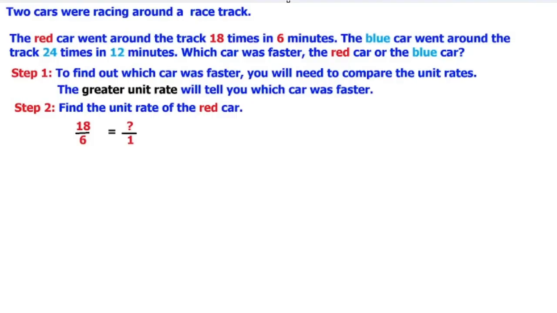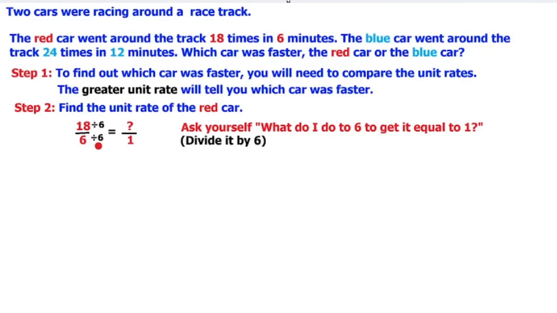So ask yourself, what do I do to 6 to get it to equal 1? Well, you divide it by 6. So let's divide that by 6. And because we're dividing the denominator by 6, we also divide the numerator by 6. So 18 laps in 6 minutes equals 3 laps in 1 minute because 18 divided by 6 is 3. So the red car goes 3 laps in 1 minute, 3 laps per minute.